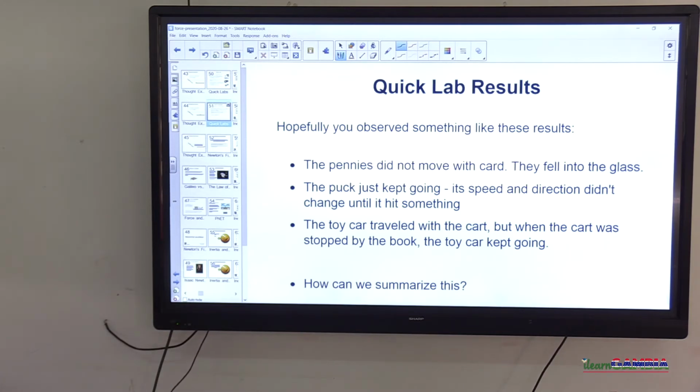The pug just kept moving. Its speed and direction did not change until it hit something. The toy car, however, traveled with the cart. But when the cart was stopped by the book, the toy car kept going. How can we summarize this?